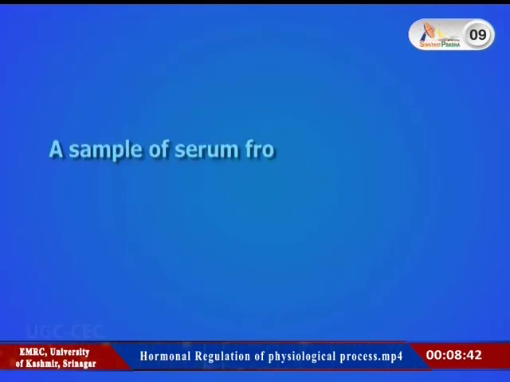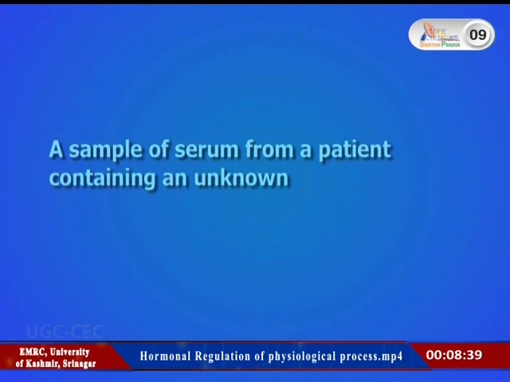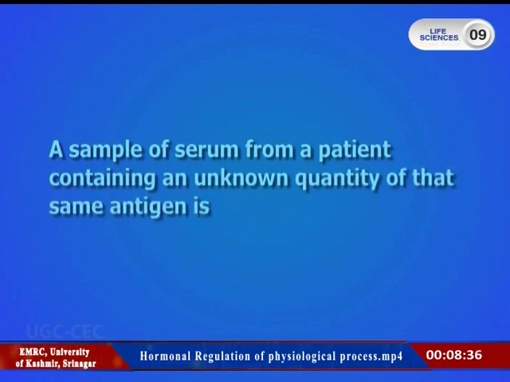Then a sample of serum from a patient containing an unknown quantity of that same antigen is added. This causes the unlabeled, or cold, antigen from the serum to compete with the radiolabeled, or hot, antigen for antibody binding sites. As the concentration of cold antigen increases, more of it binds to the antibody, displacing the radiolabeled variant and reducing the ratio of antibody-bound radiolabeled antigen to free radiolabeled antigen.